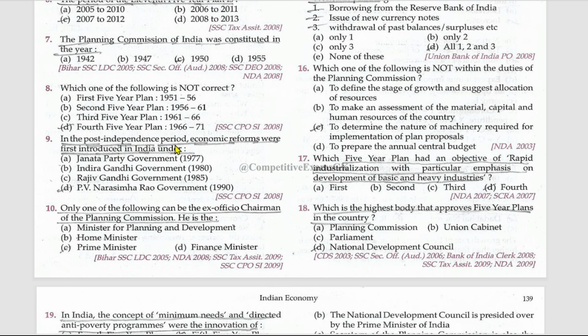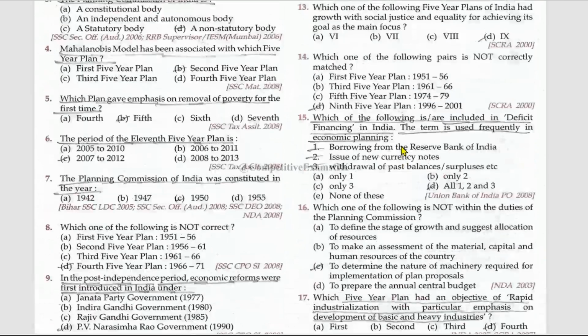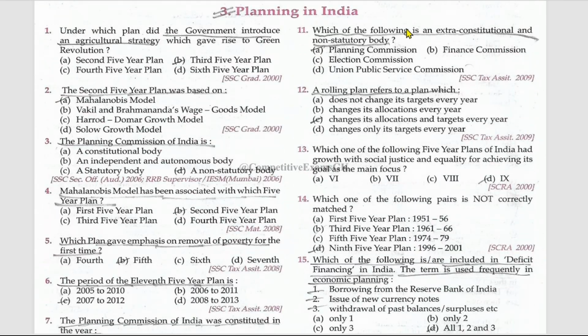In the post-independence period, economic reforms were first introduced in India under the P.V. Narasimha Rao government in 1990. Only one of the following can be the ex officio chairman of the Planning Commission. He is the Prime Minister. Which of the following is an extra-constitutional and not statutory body? That is Planning Commission. A rolling plan refers to a plan which changes its allocations and targets every year.